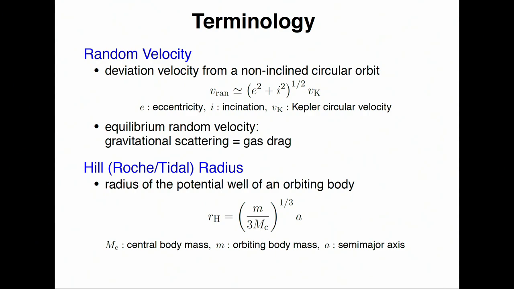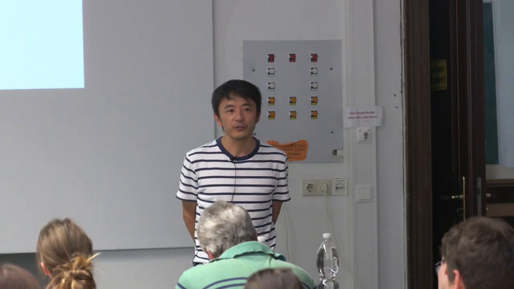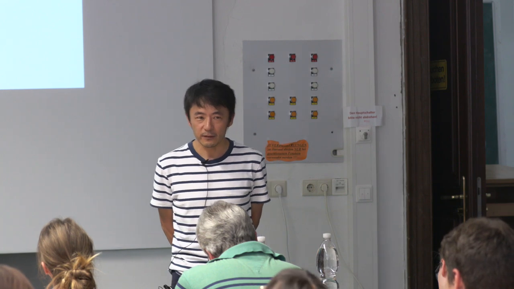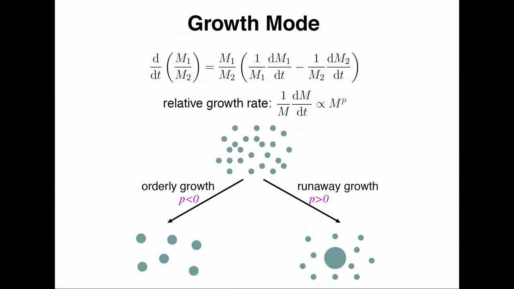Okay, so now let me consider the growth modes of planetesimals. Suppose we now have two planetesimals with masses M1 and M2. Maybe initially M1 is larger than M2, let's assume. And the time evolution of this ratio is given by this formula, right? I just expanded it. And from this equation, we know it is this relative growth rate that governs the growth mode. So now we assume this relative growth rate is proportional to some power of mass, p.